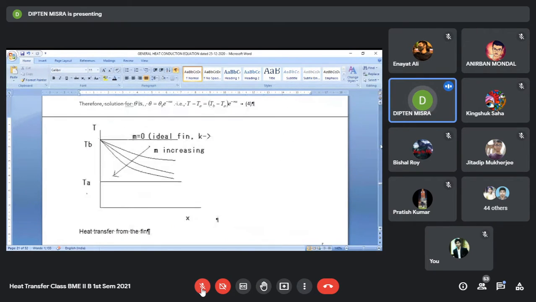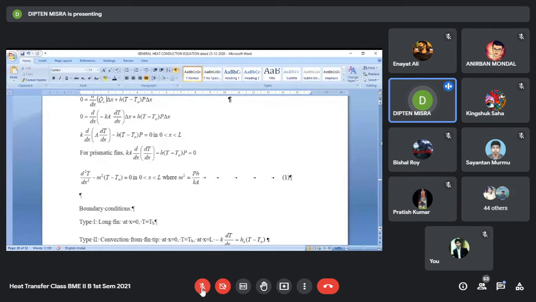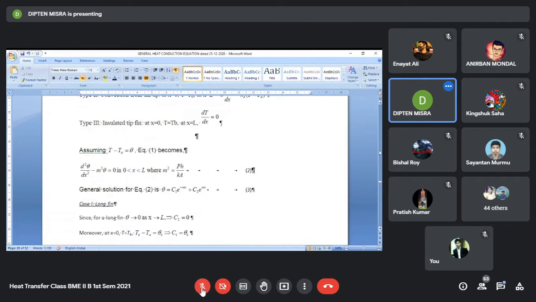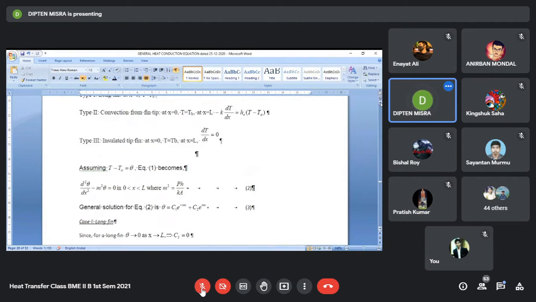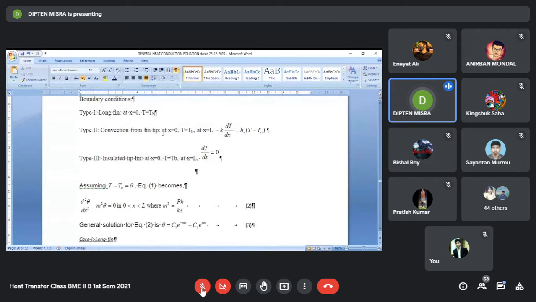Now, let me tell another thing, then I will move forward for the next cases. This is for one type of boundary condition that is called a long fin. Then we will discuss convection from the fin tip, where type 2 boundary condition is when there is significant amount of convection from the fin tip. And when will this happen? This will happen when the tip temperature is substantially high, and that will happen when the length of the fin is not very long.